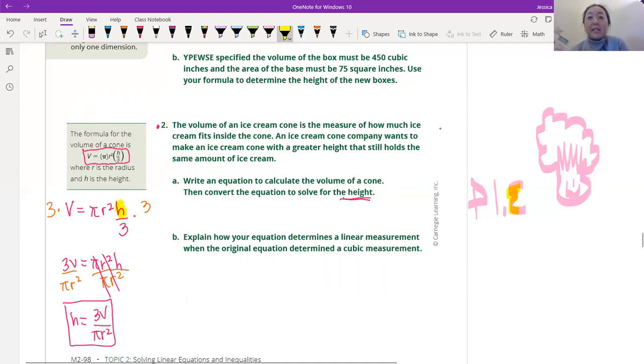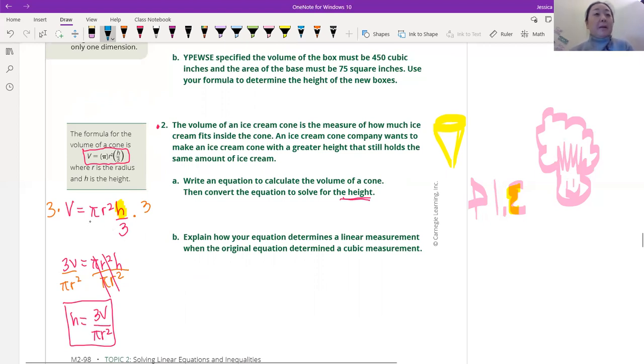We're thinking sugar cones like this, if you can see the yellow very well. So we're looking for sugar cones there. And it says, write an equation to calculate the volume of a cone, then convert the equation to solve for the height. So here we go. Here we have the volume of a cone. The volume is equal to pi r squared times h over 3.